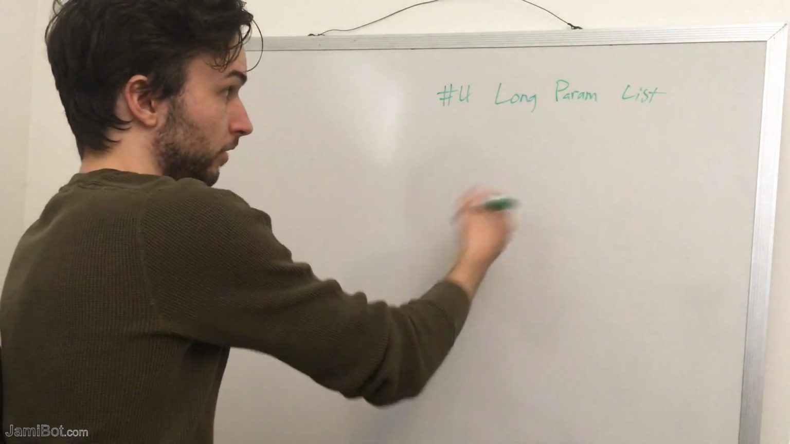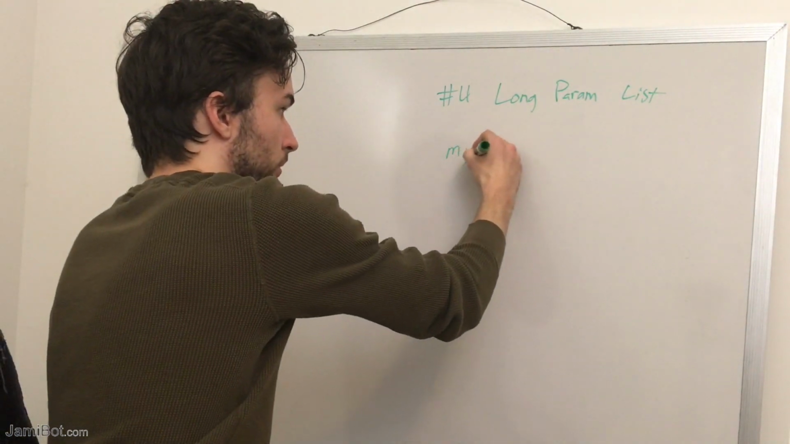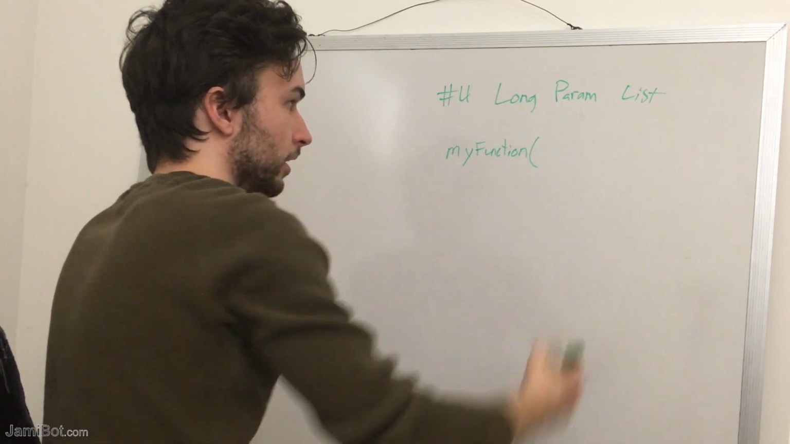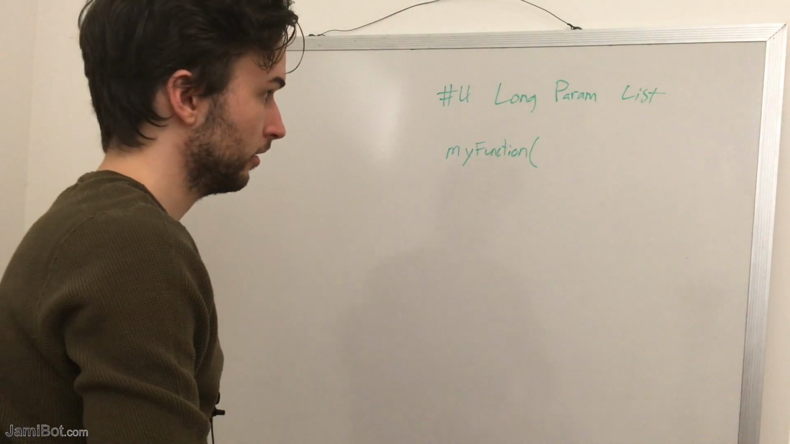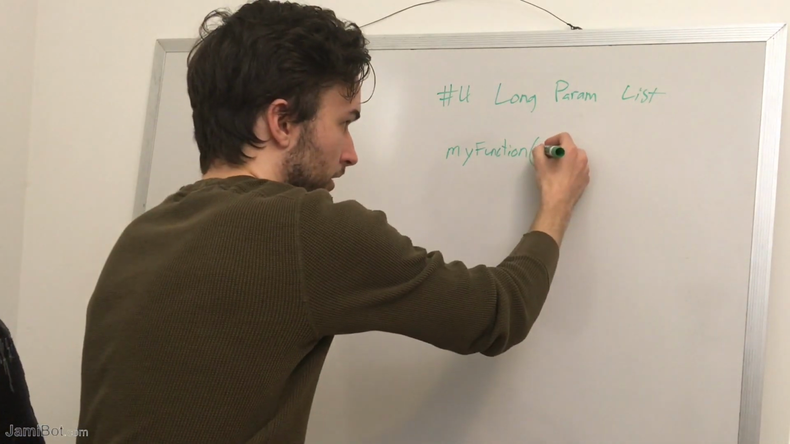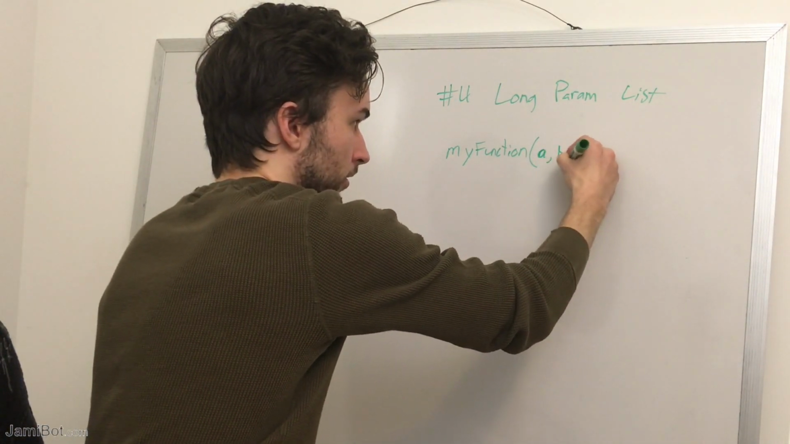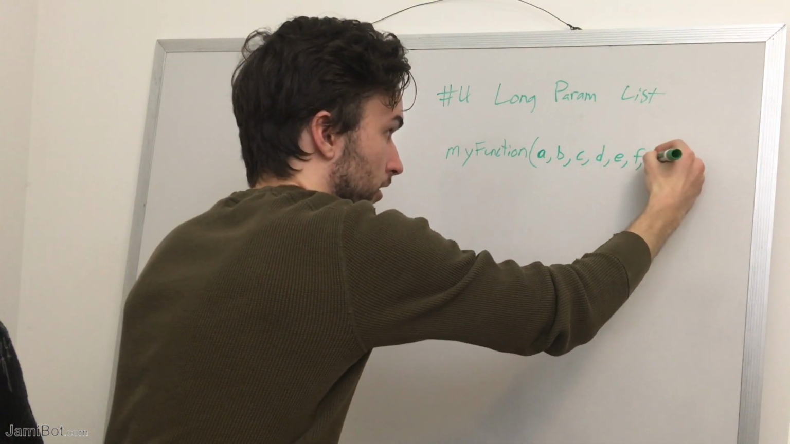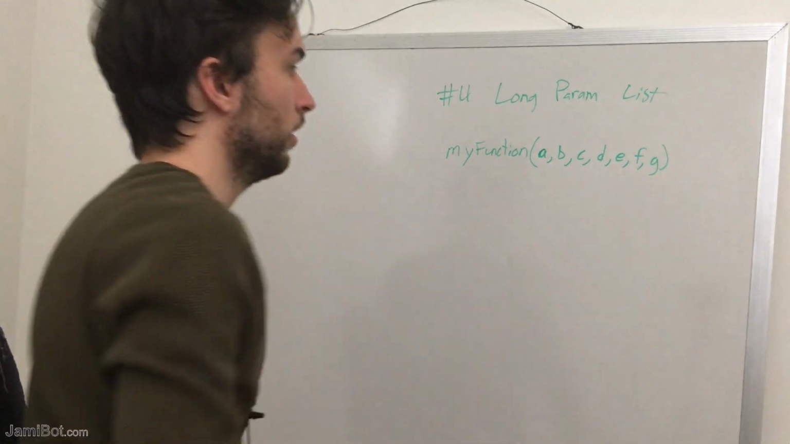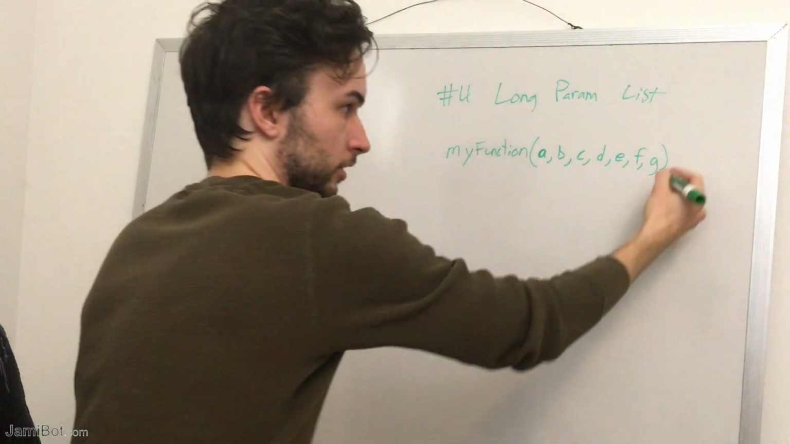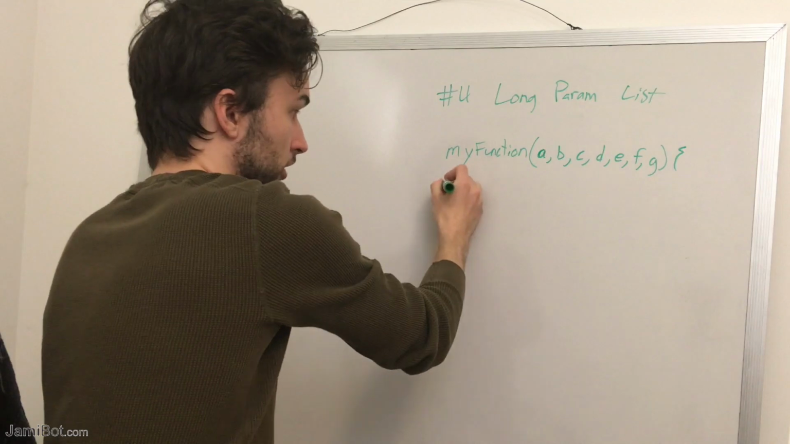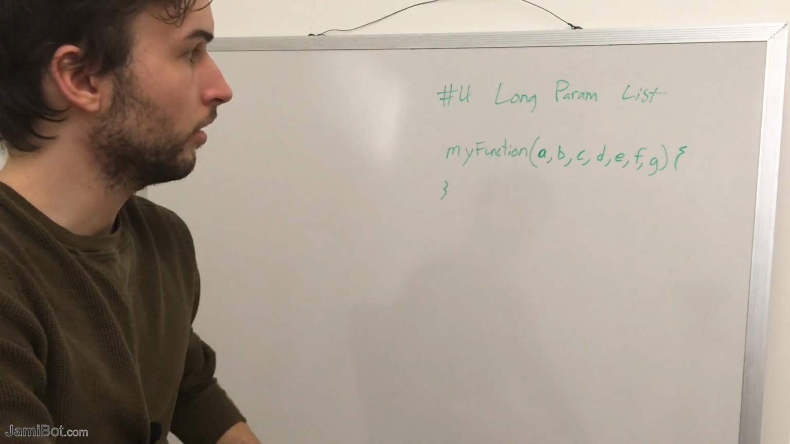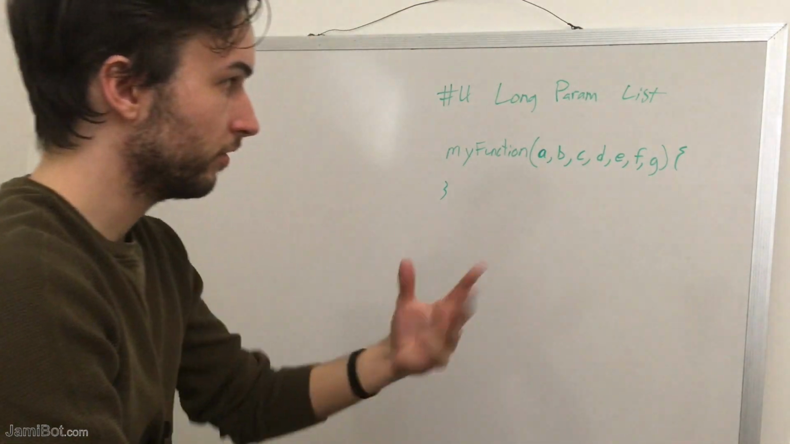So let's say we have a function here, my function. Alright, and let's say as parameters it takes in 7 parameters. A, B, C, D, E, F, and G. Alright, so that is quite a few parameters. And then the function contents can be whatever. Doesn't really matter for this example.